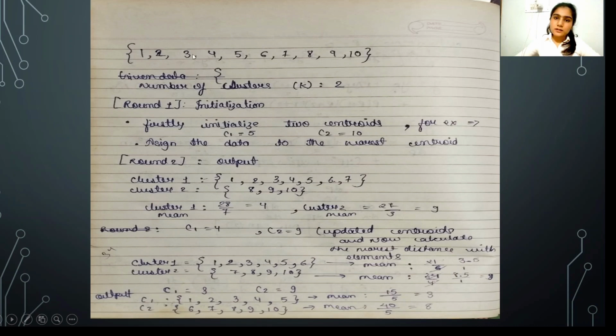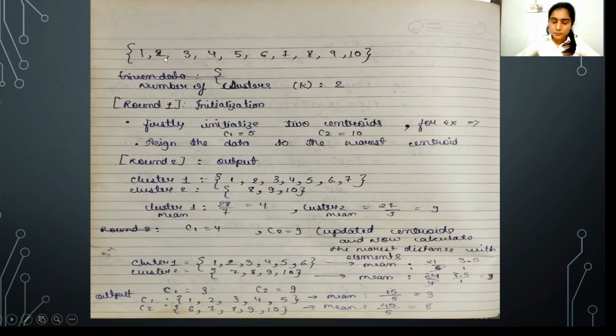Now we will find the distance of data points to the centroids, and the point will be assigned to the centroid with the nearest distance. So for example, we take 1. 1 minus 5 gives a distance of 4, and 1 minus 10 gives 9. So 4 is smaller than 9, so we will assign 1 to the C1 cluster.